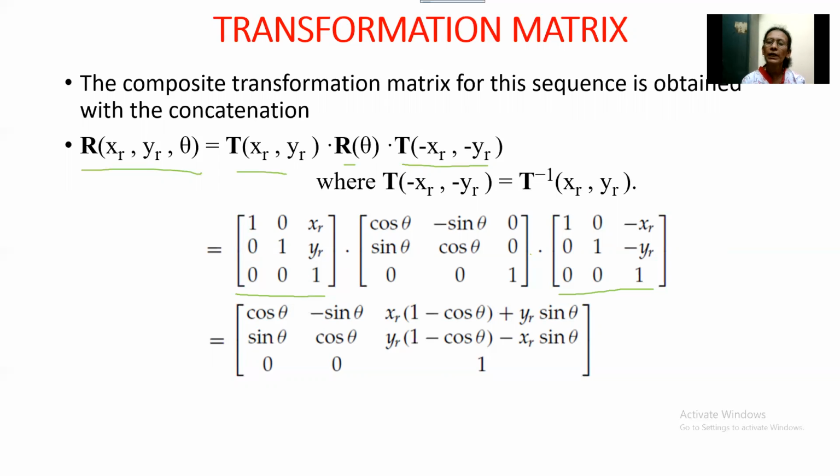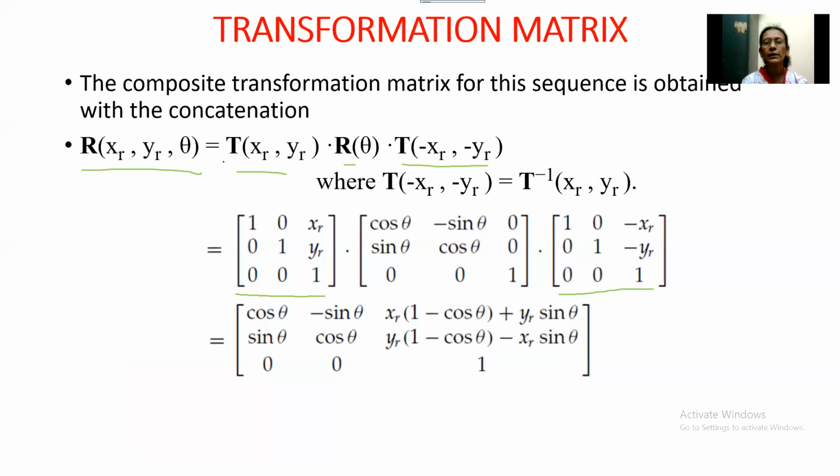When I multiply these three, I get the resultant as cos theta, minus sin theta, xr into 1 minus cos theta plus yr sin theta; sin theta, cos theta, yr into 1 minus cos theta minus xr sin theta; 0 0 1. Now when I write the program, I have two ways of implementing the program.